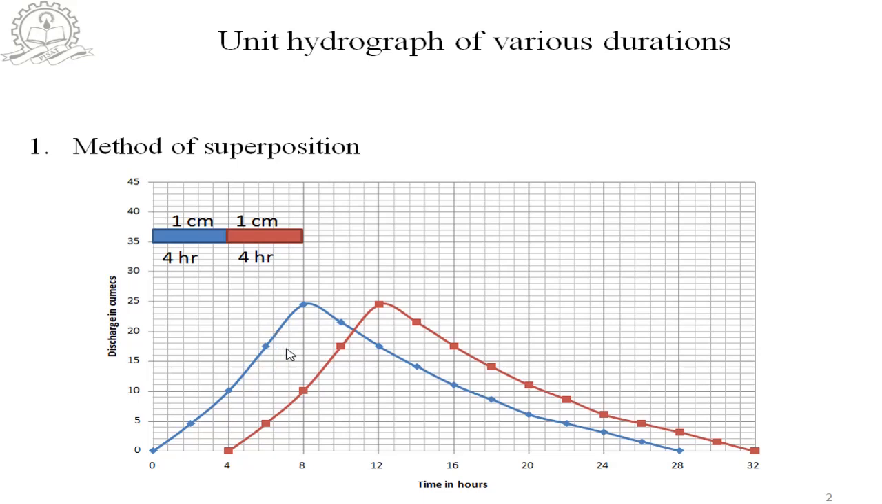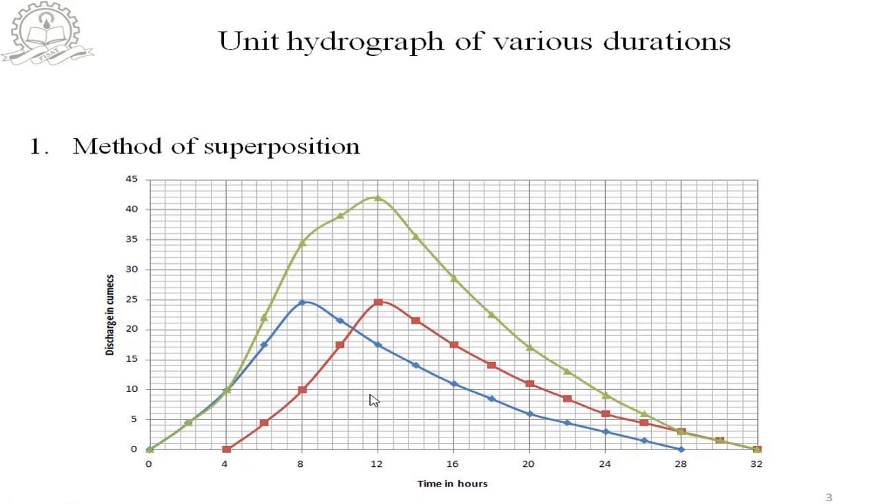Consider this is a 4-hour duration hydrograph. I want to convert that into 8-hour duration. For that, draw another unit hydrograph of the same duration with a lag of 4 hours, that is, the duration of the hydrograph, and superimpose these two hydrographs. So we will get a graph like this.